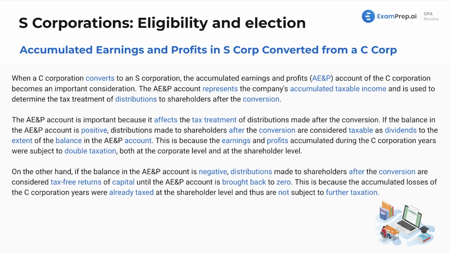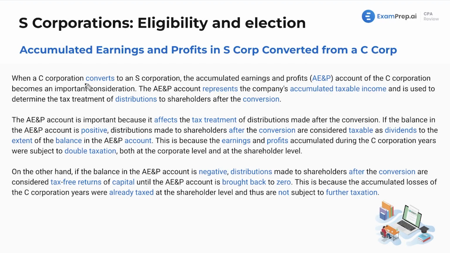All right, let's talk a little bit more. We've got other accounts, other concepts. We've got the accumulated earnings and profits in an S-Corp that is converted from a C-Corp. Now, every S-Corp is converted from a C-Corp, but unless it's converted on that same day it was established, you're going to have this period where you were a C-Corp and then you become an S-Corp.